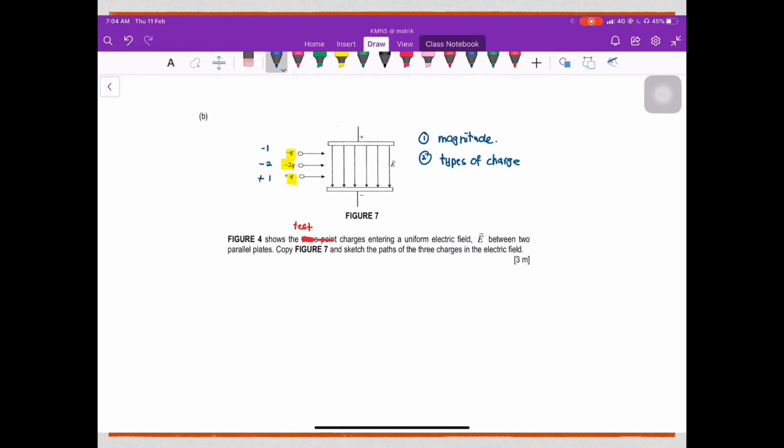Then look at the plates. This is the positive plate, this is the negative plate. That's why when we look at the electric field, the line is from positive to negative. Now we need to draw the path for the first moving charge or test charge. This is negative, magnitude 1. So how?